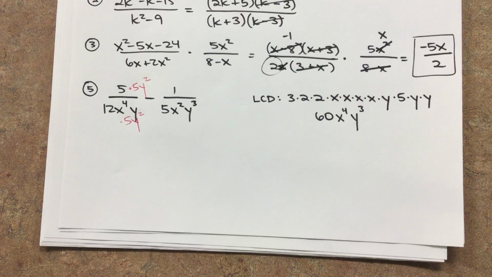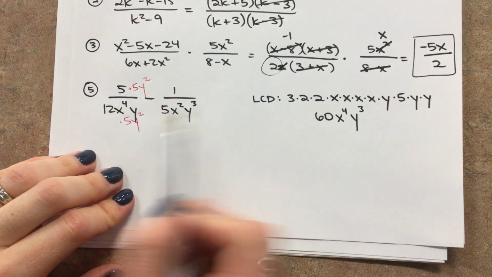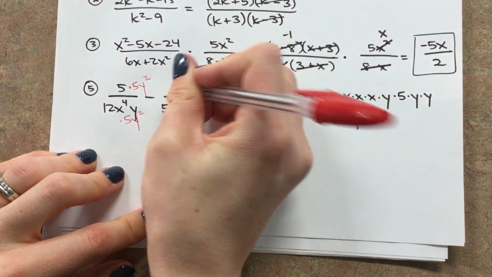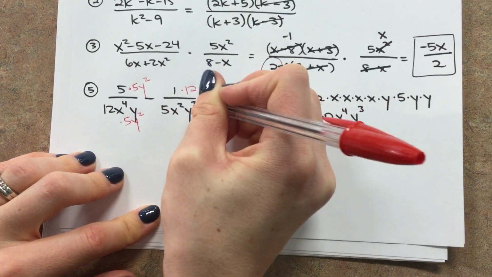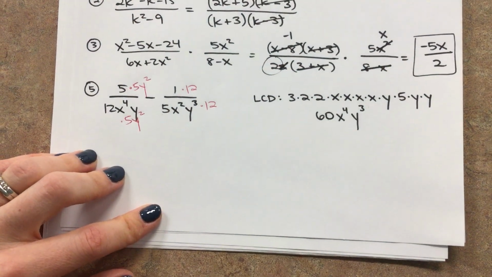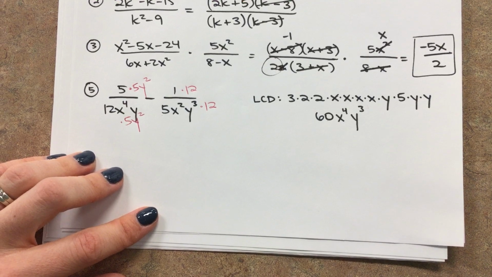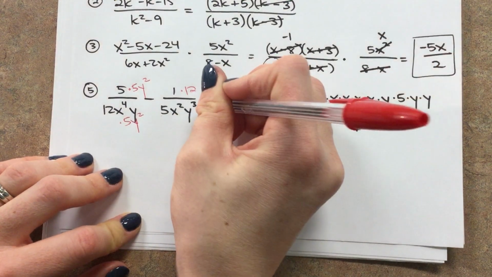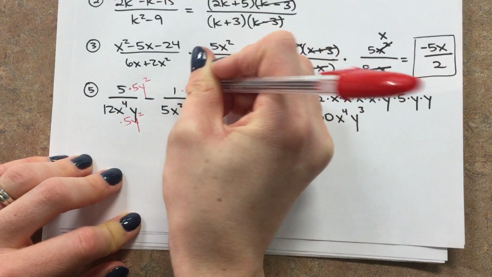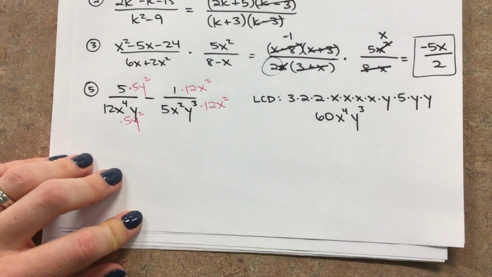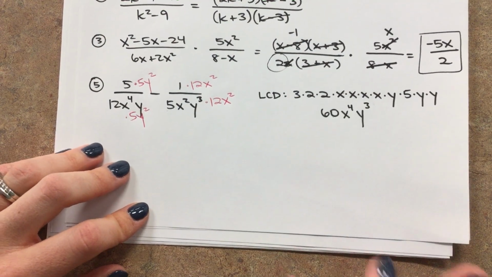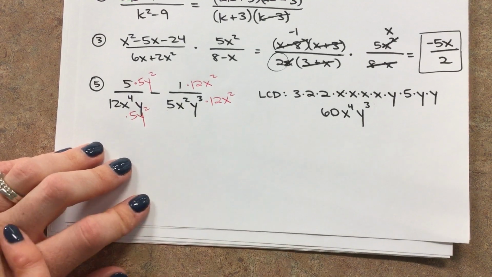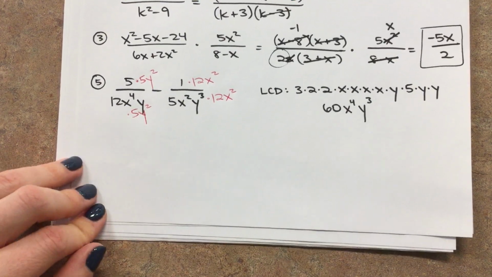And then you do something really similar with the other one. So here, like, it's a 5, but it needs to be a 60. So you'd multiply by 12 over 12. And that way, the 5 times 12 gives you the 60 that you're supposed to have. I only have 2 copies of x. I'm supposed to have 4. So I'm going to multiply top and bottom by 2 more copies of x so that I can match the LCD. And then I'm supposed to have 3 copies of y, and I already do. So you don't have to multiply any extra y's.